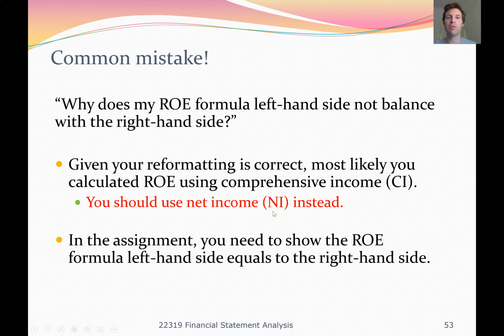Because we've reformatted and we've calculated NOPAT and net financial expense after tax without the other comprehensive income, we need to use the net profit figures for these calculations. You need to show that both your return on equity figures match each other in your assignment. It helps to show that you haven't made any obvious mistakes in your reformatting.